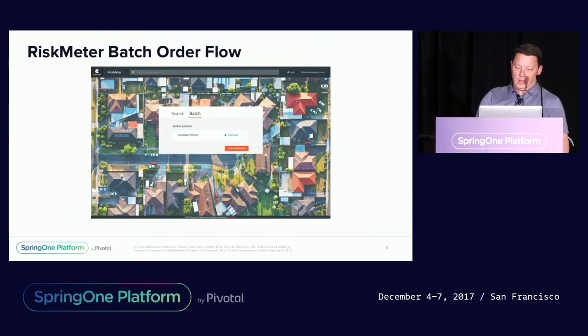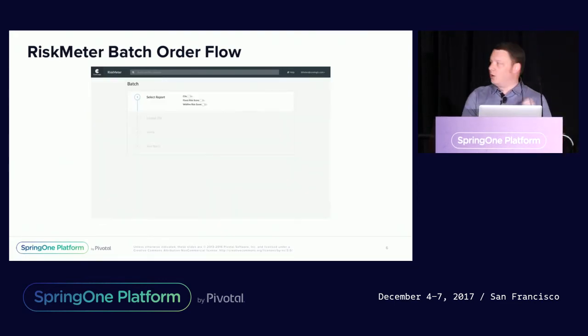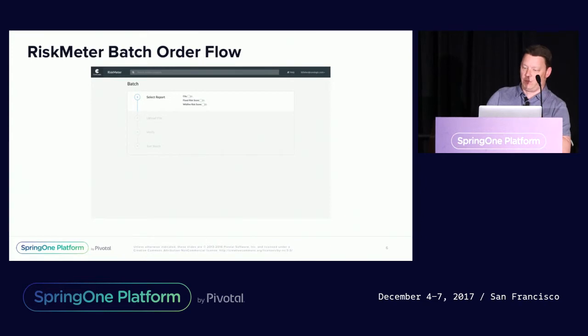That support it. So the first screen, this is the batch status page. Once you click that Start New Batch, you're prompted to choose those analytics. This one has city, flood risk score, and wildfire risk score. Once you choose those analytics, it prompts you to upload your file.